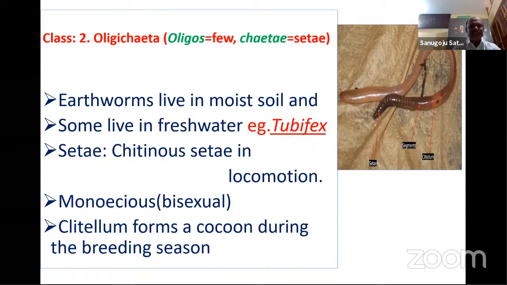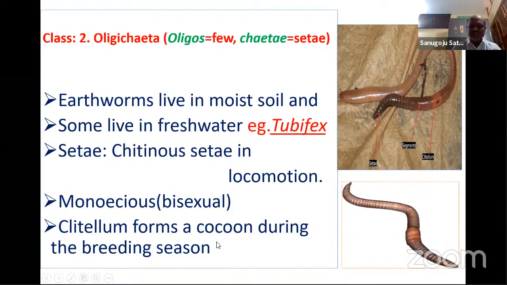As we discussed, the clitellum is a girdle-like or belt-like structure present around the body, thickened in color, and it forms a cocoon during the breeding season or during coupling. This is the clitellar part. In segments 14 to 17, the clitellum is present in Pheretima, whereas in segments 14 to 16, the clitellum is in Megascolex. Pheretima and Megascolex are two genera available in India. Pheretima is the North Indian one, whereas Megascolex is South Indian. These are monoecious or bisexual. Development is direct without a larval stage.